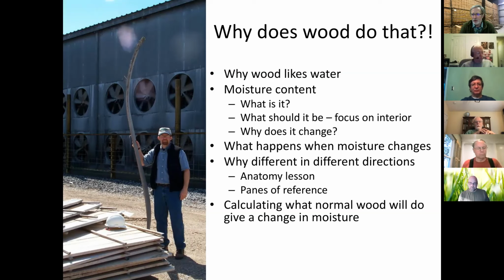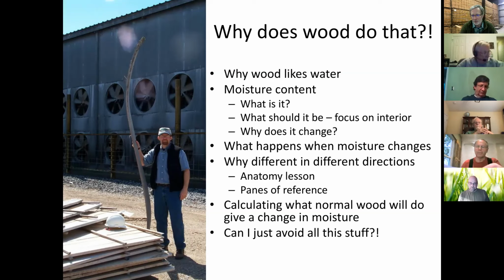We'll talk about what normal wood would do given a change in moisture content and show you how to calculate that. So you might say, what is my tabletop going to do if it changes 2% in moisture content? Well, after tonight, you'll be able to calculate it. And then finally, some of you are just going to be like, forget this. This is too difficult. Is there anything I can do to just avoid this problem? And we'll talk about some of the things you can do to reduce the influence of moisture in wood.